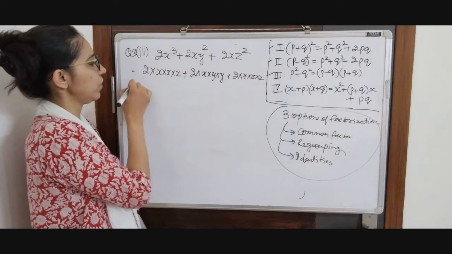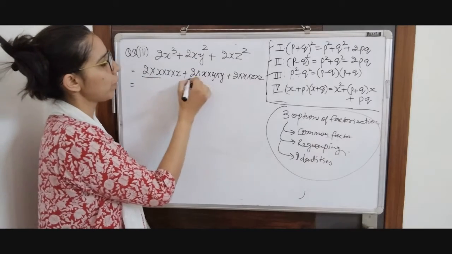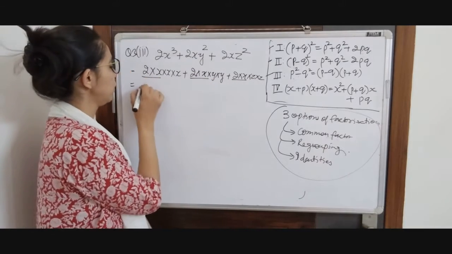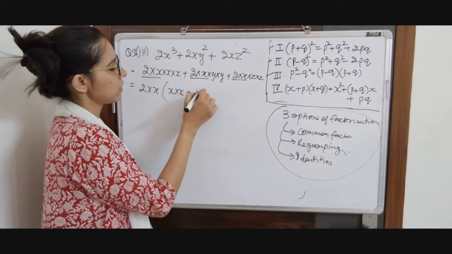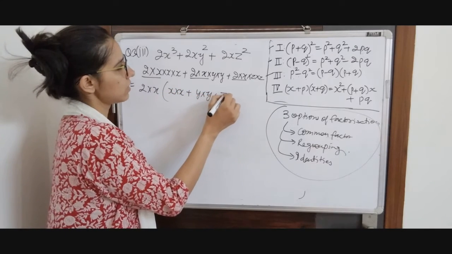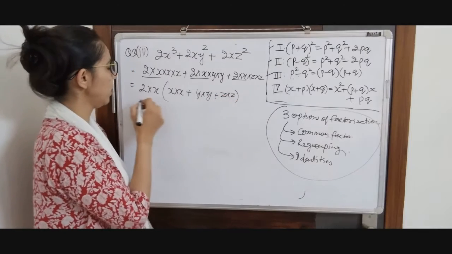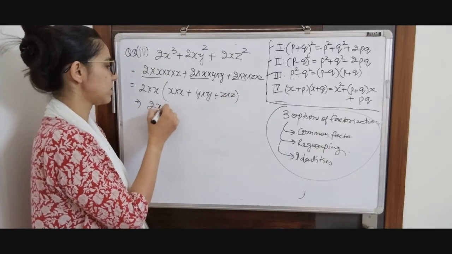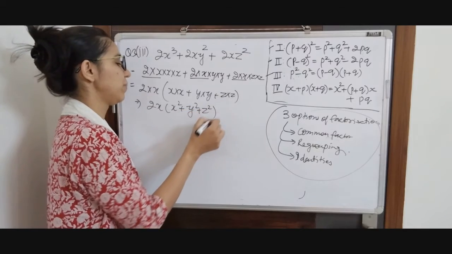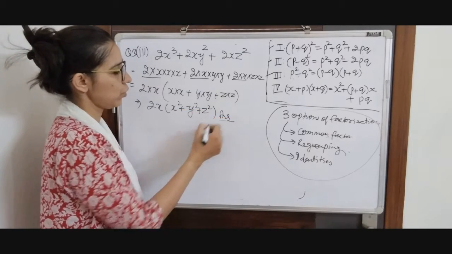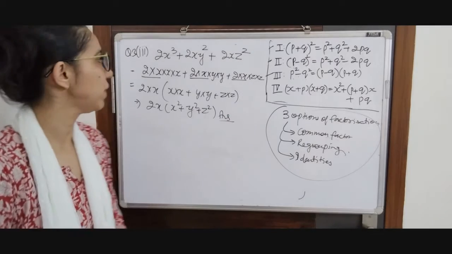So this is going to be 2x common, 2x common, 2x common, okay. So 2x common, and inside I am left with x into x plus y into y plus z into z, okay. So this is 2x(x square plus y square plus z square), okay. So this is going to be the answer because no further factorization can be done.